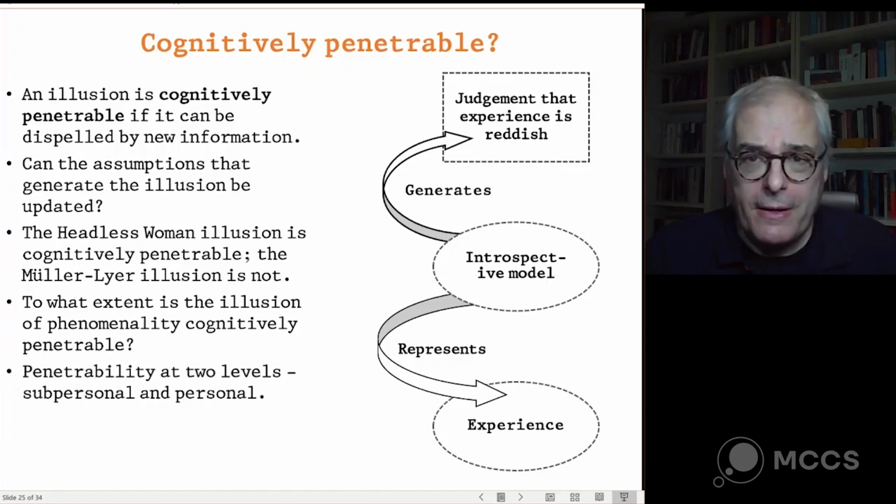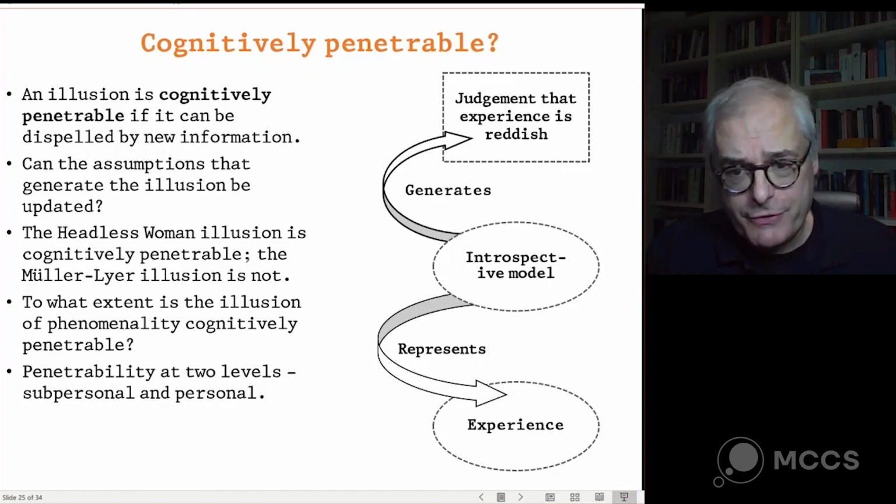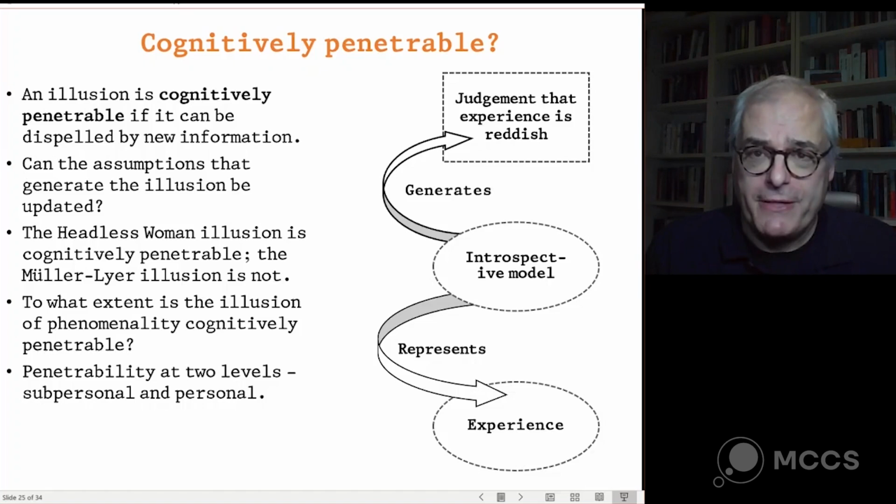Notice that there's a possibility of penetrability at two levels. There are going to be two levels at which new information might affect the illusion. The illusion involves two levels of representation, as we saw: the representation of experience by the introspective model, and then the judgments that we form on the basis of that introspective model. So there are two possibilities of how new information might dispel the illusion.